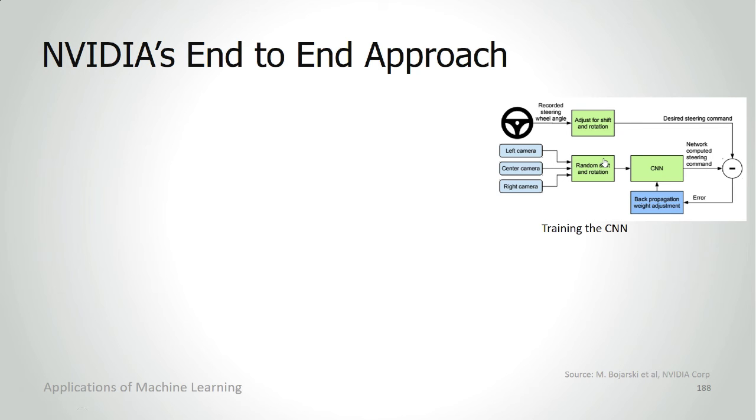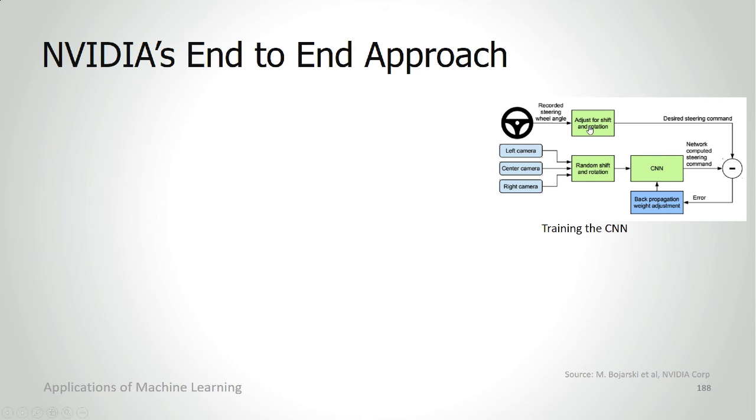The problem is the network needs to learn how to recover from mistakes. Otherwise the car will slowly drift off the road. So that's the reason for adjusting for shift and rotation. The training data needs to be augmented with additional images that show the car in different shifts from the center of the lane and rotations from the direction of the road. If you don't do that, the car never learns to recover from mistakes.